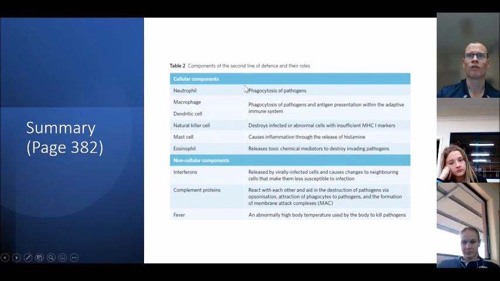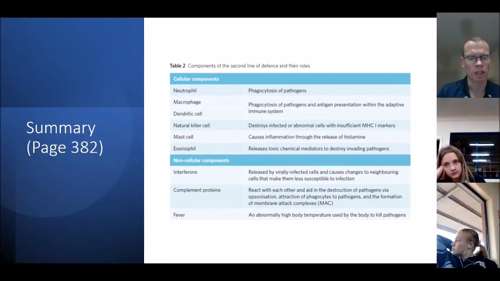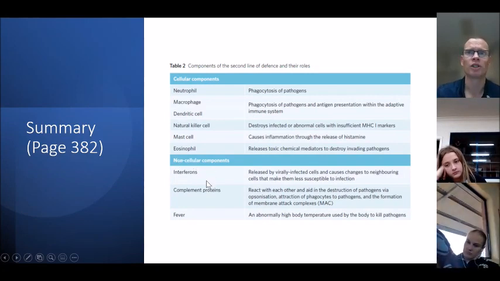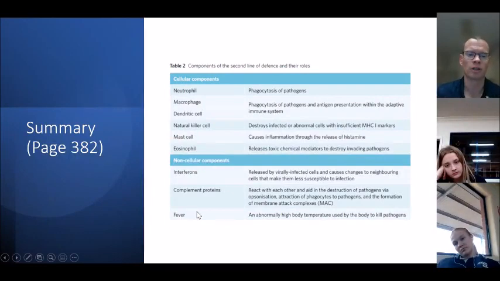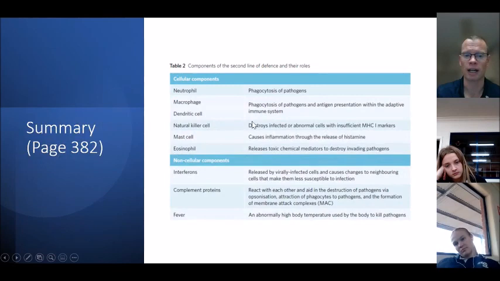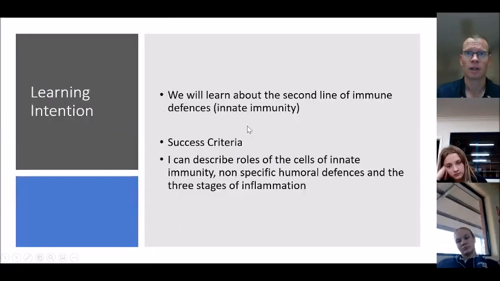Obviously, underneath that, you need to know what phagocytosis is, or you need to know how a natural killer cell will identify which cells need to be killed and which ones don't. But in basic terms, yeah, that's what you need to know. And then same for your non-cellular. What does an interferon do? What does the complement proteins do? And what is fever aiming to do? So those two, that one on page 382 and that one on page 382 are good summaries of what you need to know. And that's pretty much it for that.